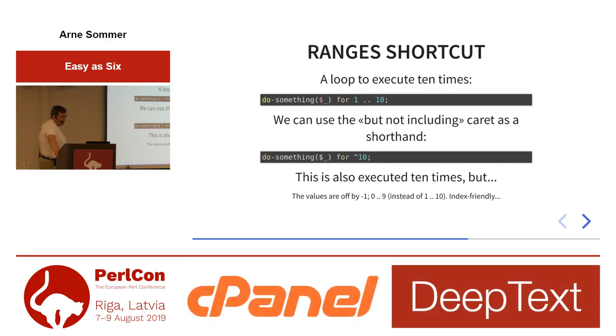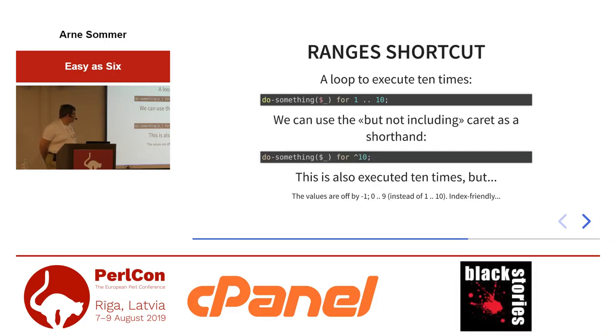A loop that we want to execute 10 times, we can do it like that. Or we can use the "but not including" caret as a shortcut and specify it like that. Do this 10 times. It's the same as the first one, except that the values are off by 1 or -1. They start with 0 and end with 9. And this is actually a good thing, because an index value of 0 is probably a good place to start, depending on what we are going to do with it.